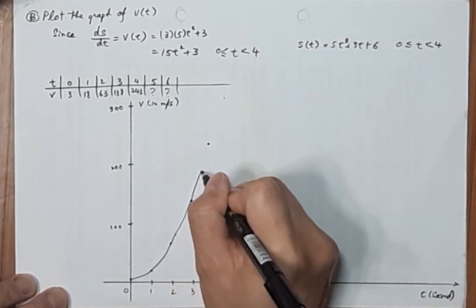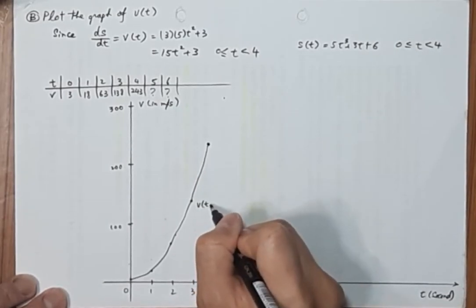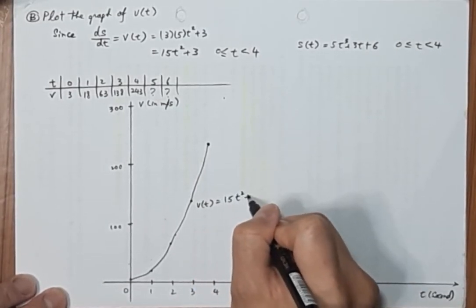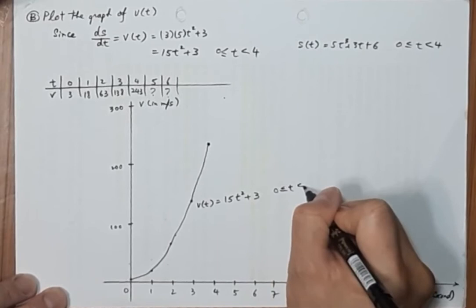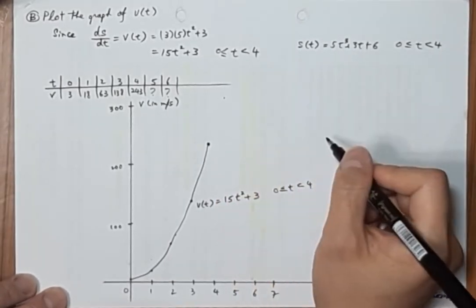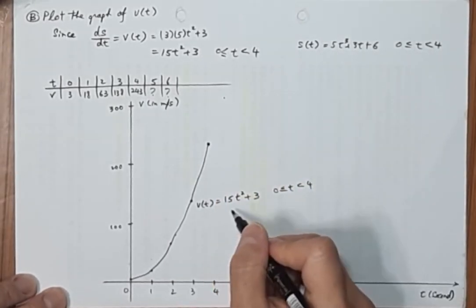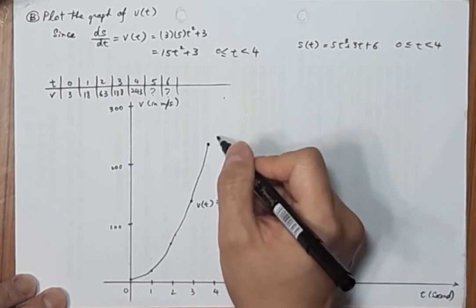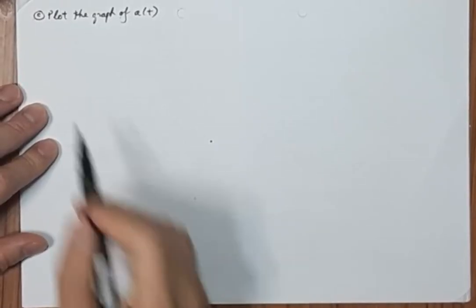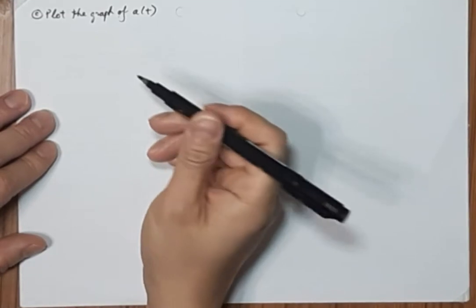Now we can draw a graph of v(t). v(t) is equal to 15t squared plus 3, t is from 0 to 4. But after 4 seconds, we haven't got the function of v(t), so we cannot plot the graph after the 4 seconds.